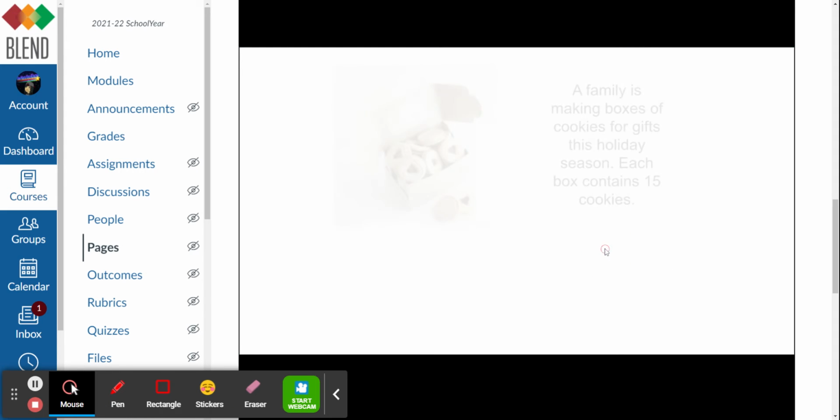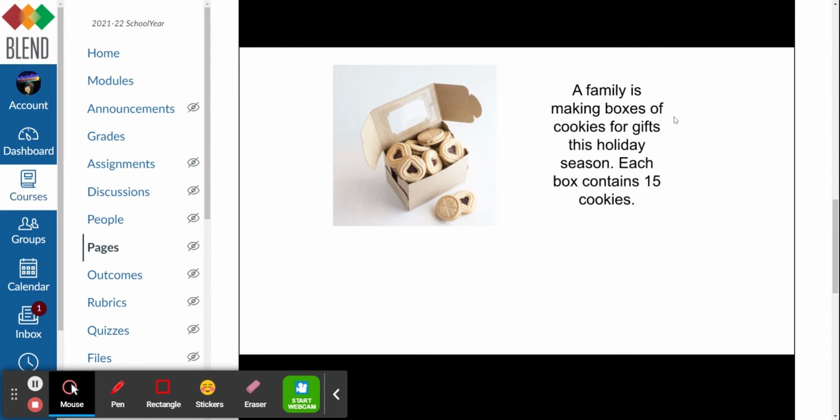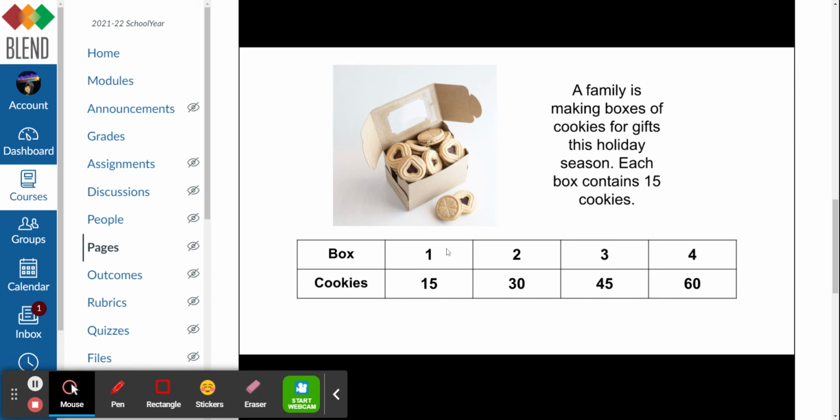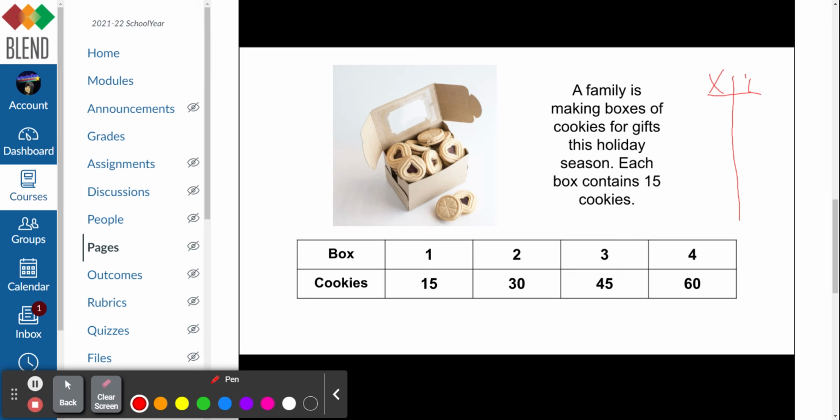So let's move on. A family is making boxes of cookies for gifts this holiday season. Each box contains 15 cookies. All right, so they're making boxes of cookies with 15 cookies in each box. So one box has 15 cookies, 2 boxes has 30 cookies, 3 boxes have 45 cookies, and 4 boxes have 60 cookies.